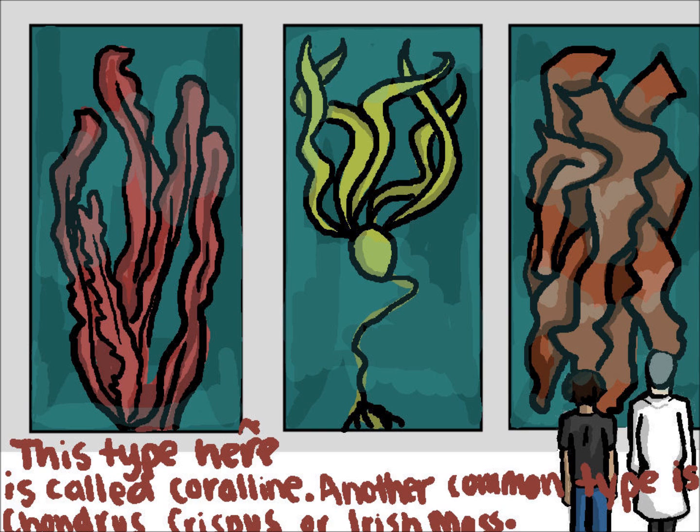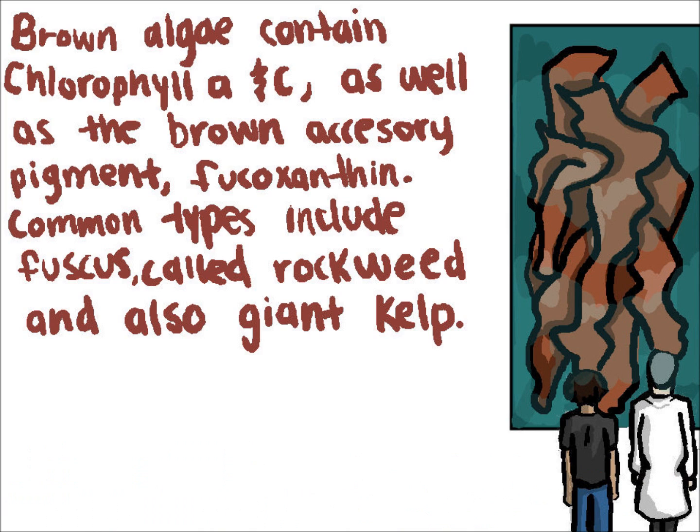This type here is called coralline. Another common type is Chondrus crispus, or Irish moss. Brown algae contain chlorophyll A and C, as well as the brown accessory pigment fucoxanthin. Common types include Fucus, called rockweed, and also giant kelp.